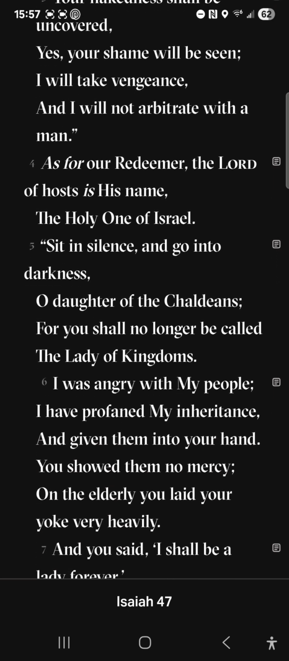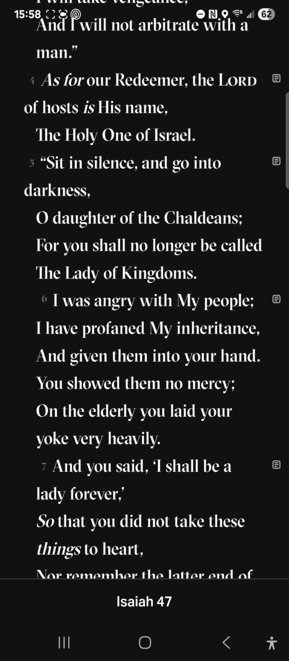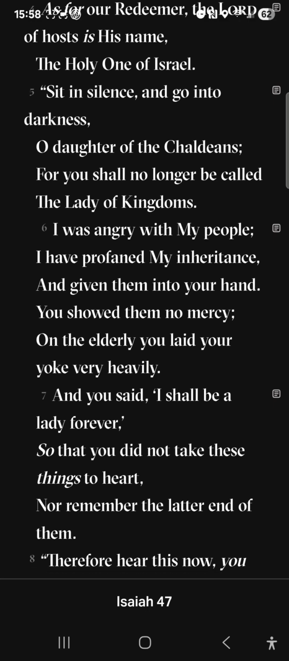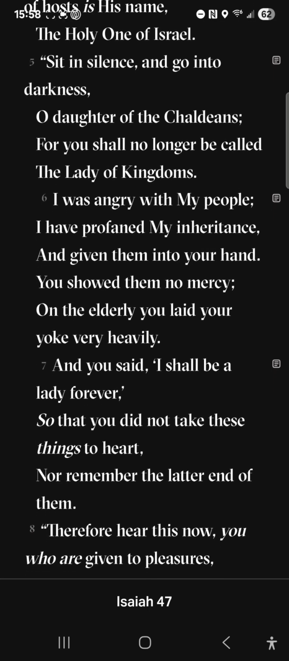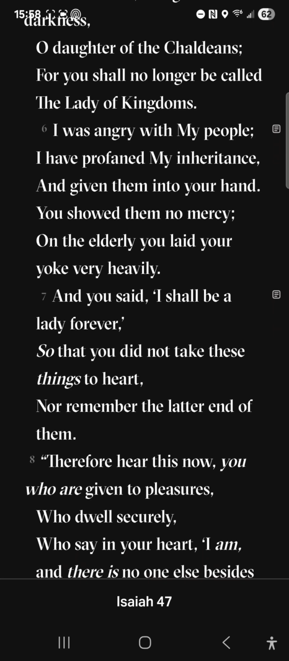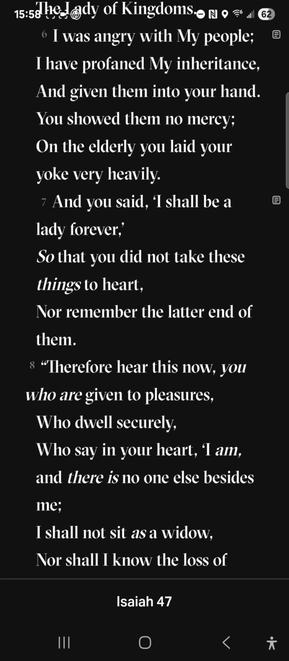Sit in silence and go into darkness, O daughter of the Chaldeans, for you shall no longer be called the Lady of Kingdoms. I was angry with my people. I have profaned my inheritance and given them into your hand. You showed them no mercy. On the elderly you laid your yoke very heavily, and you said, I shall be a lady forever, so that you did not take these things to heart, nor remember the latter end of them.